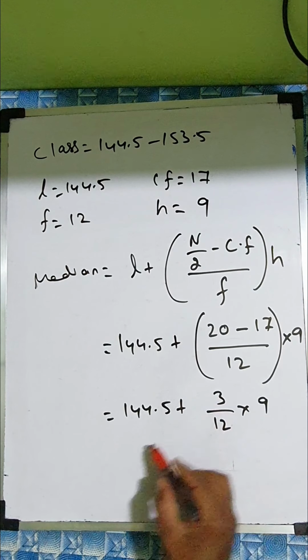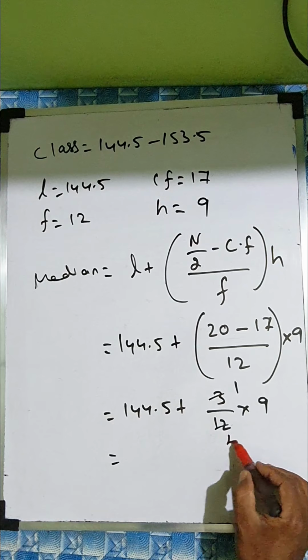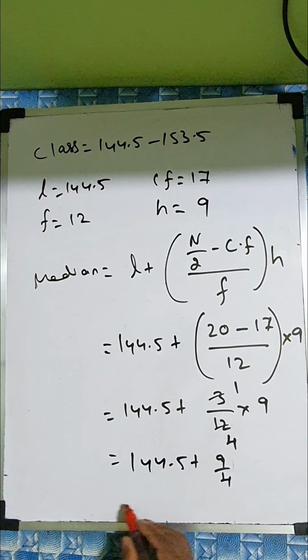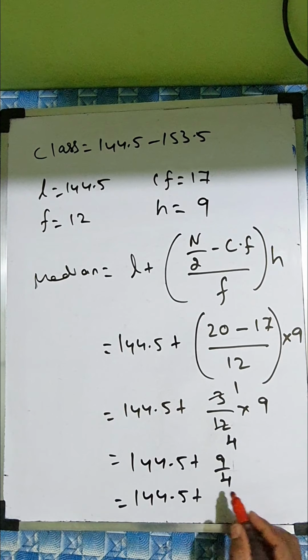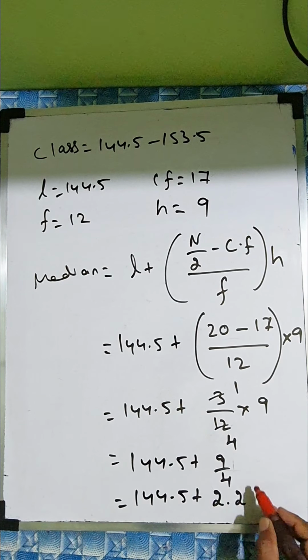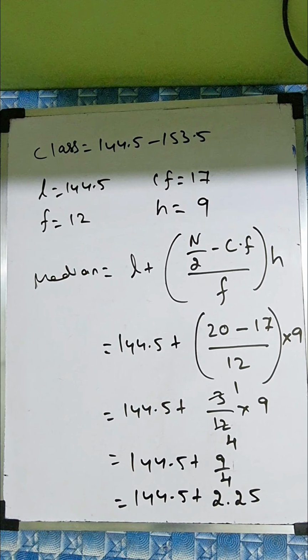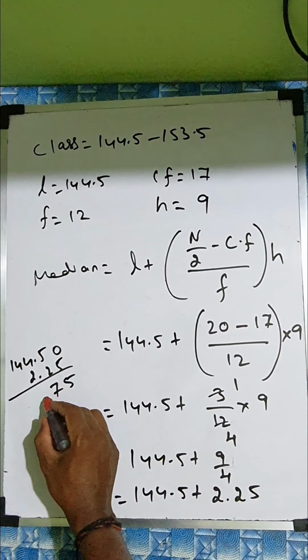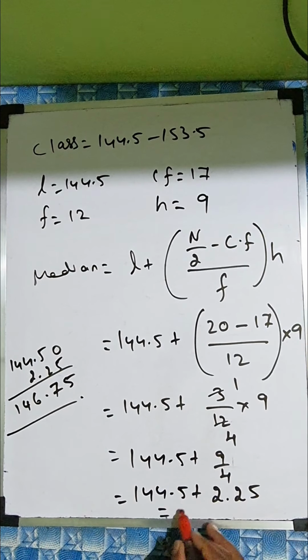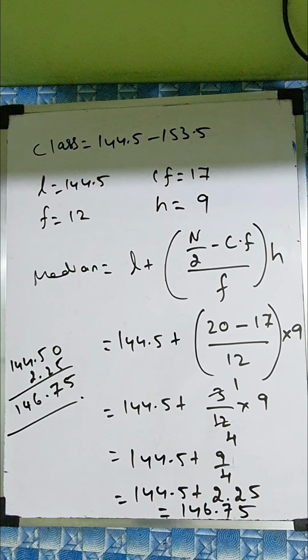Okay, so 3 ones are 3, 3 fours are 12. So 9 by 4. We'll divide 9 by 4. 4 twos are 8, remain 1. Then 10, 4 twos are 8, remain 2, so 5. So 2.25. We'll add these two numbers and get the answer. So the answer is 146.75. Therefore the median length of the leaves is 146.75. Write it like that.